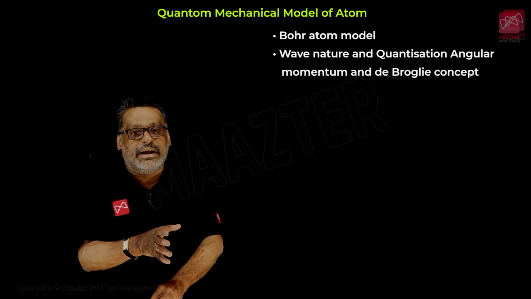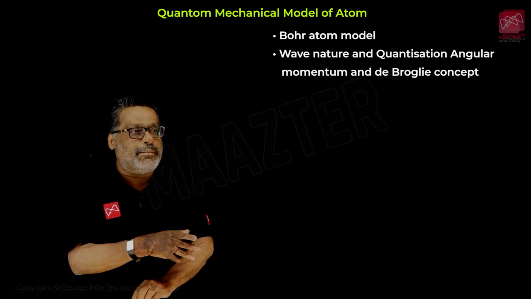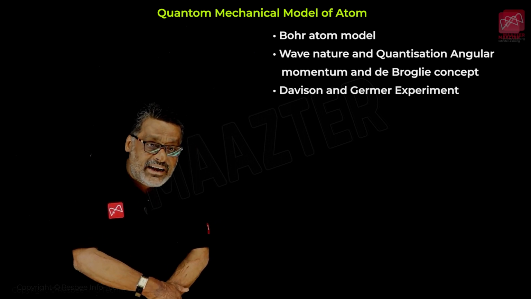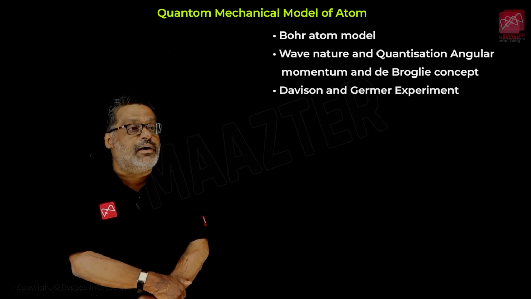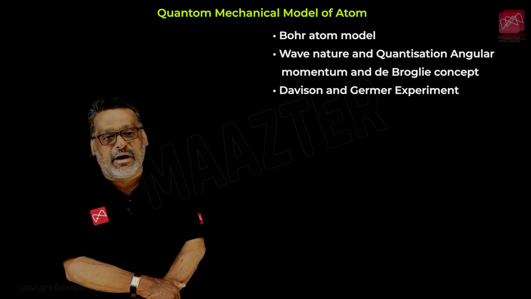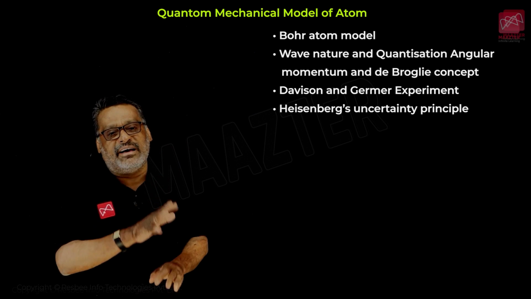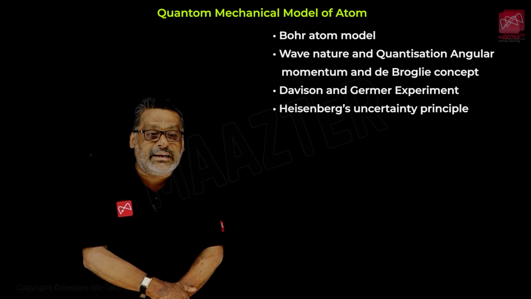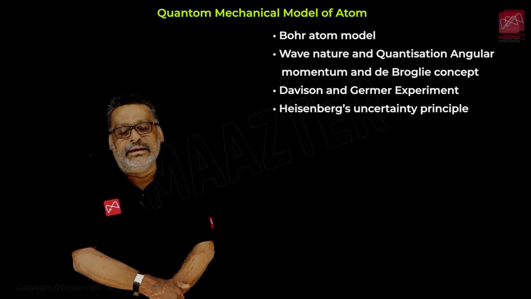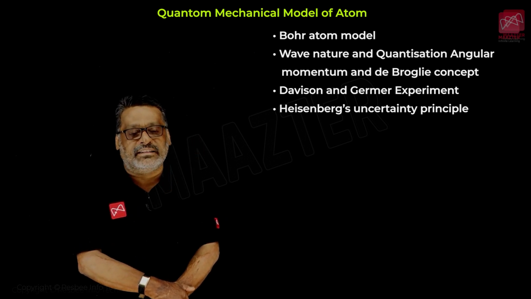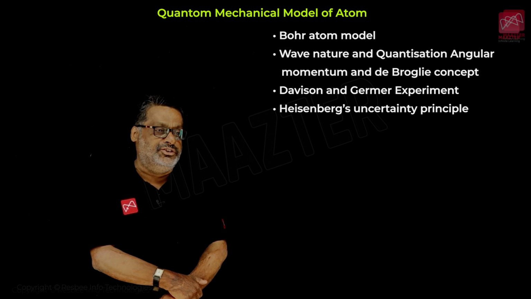Quantization of angular momentum or the quantum mechanical model can be asked for 2-mark questions. Then the Davisson and Germer experiment as an evidence for wave nature can be asked in a 3-mark question. Heisenberg's uncertainty principle itself can be asked for a 2-mark question, and the related problems based on the calculation of delta V or delta X, we can expect in 3 marks as well as in 5 marks questions.